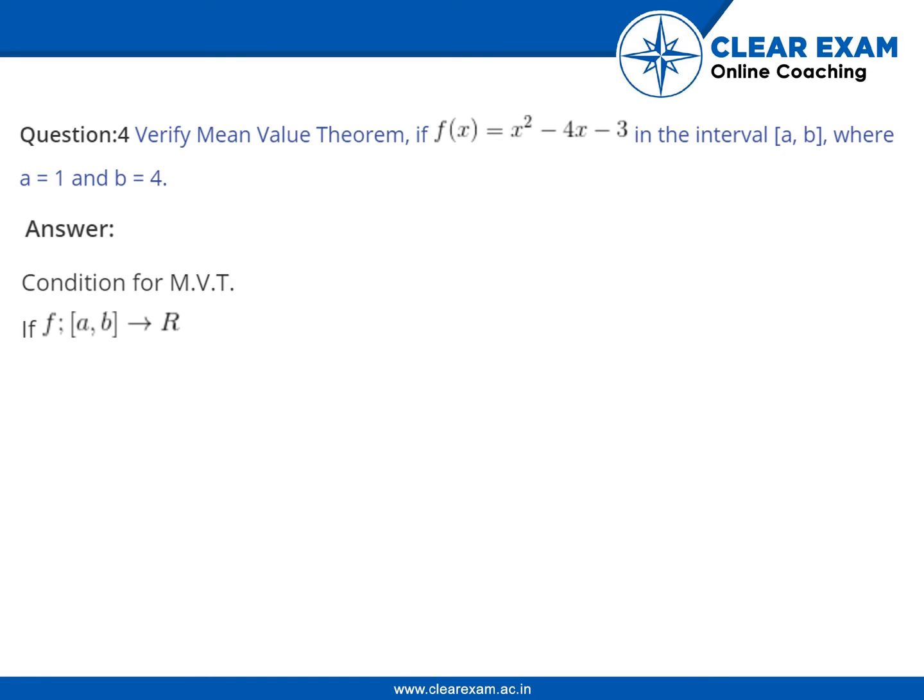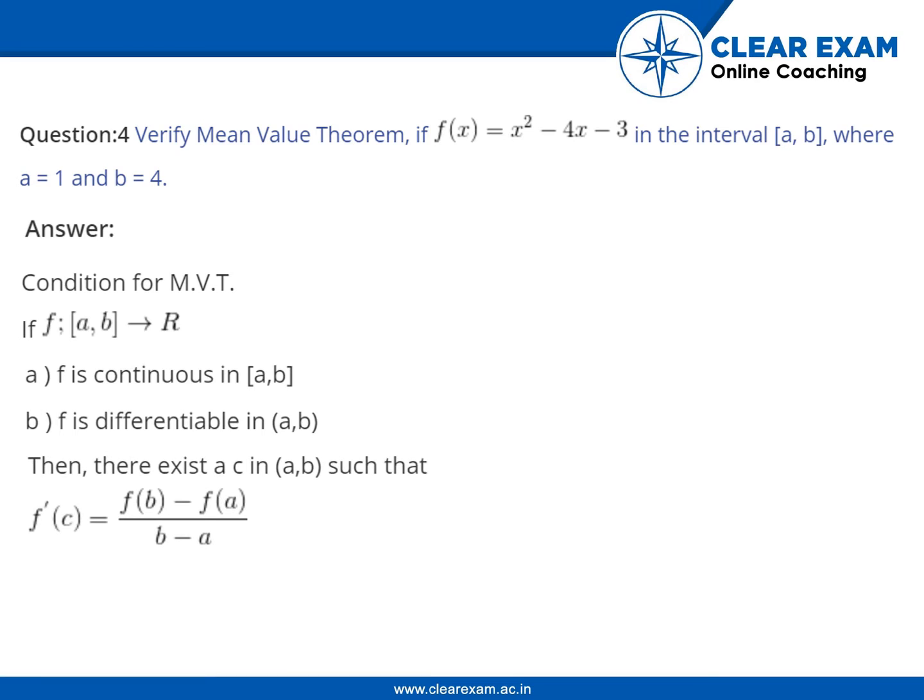The answer is: condition for mean value theorem is, I don't really know what the symbol is, semicolon type. So let's ignore that. It is not even important in mean value theorem. Condition for mean value theorem is f is continuous in a closed interval [a, b], f is differentiable in open interval (a, b), then there exists a c in (a, b) such that f dash c is equal to f(b) minus f(a) upon b minus a.